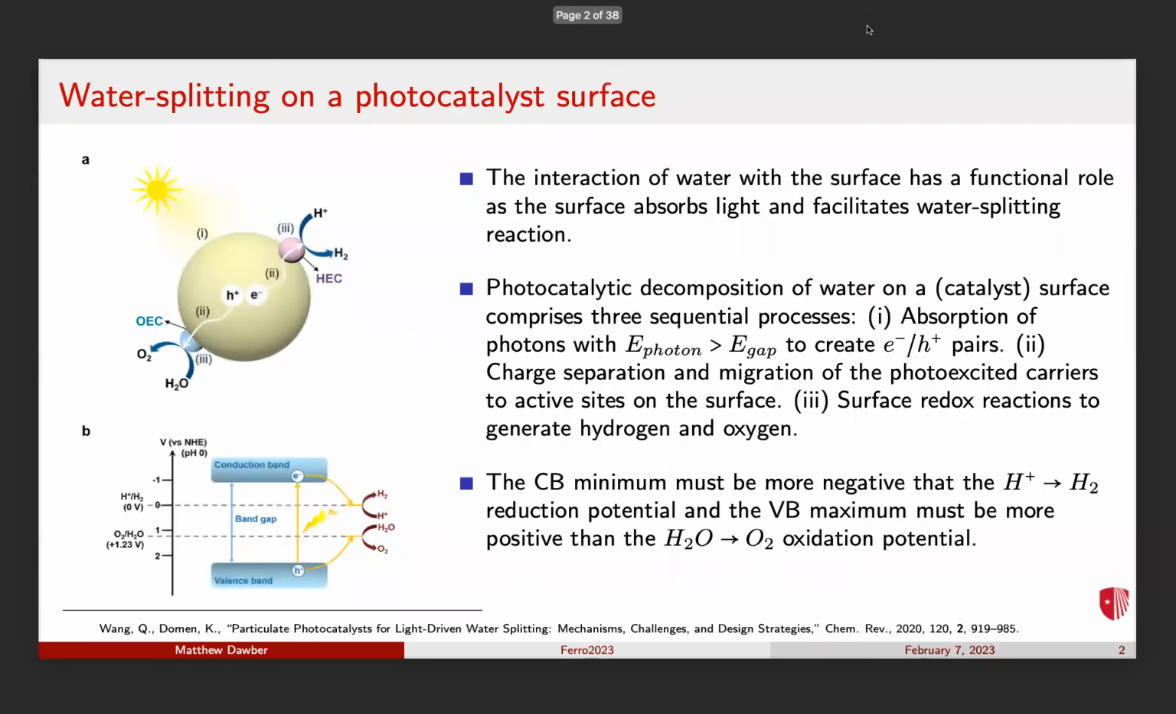So what is the process that I'm going to talk to you about? Water splitting on a photocatalytic surface. The basics of what happens when you photocatalyze a reaction on a surface is you absorb some light and you produce a hole and electron pair. You have some charge separation and migration of those carriers to different active sites on the surface. And then in the case of water splitting, what you're going to hope to do is have these two redox reactions, oxidation and reduction reactions, to generate hydrogen and oxygen.